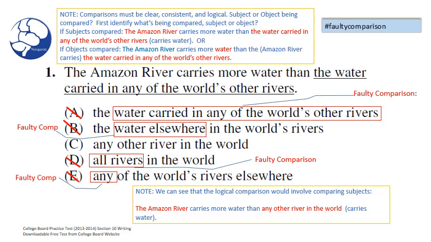I agree. And if you look at our note on the bottom, you'll see the correct sentence as indicated in C. The Amazon River carries more water than any other river in the world carries water. So again, what's in the parentheses is implied, and it seems to work perfectly. So C is our choice. Great. Answer is C.